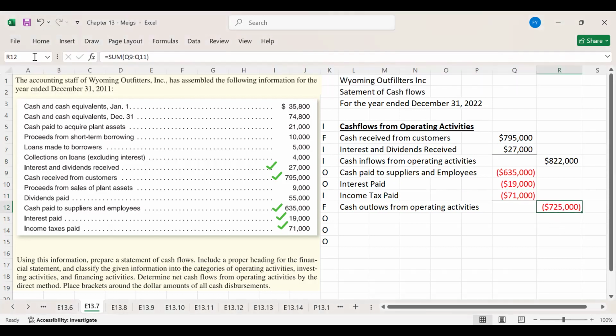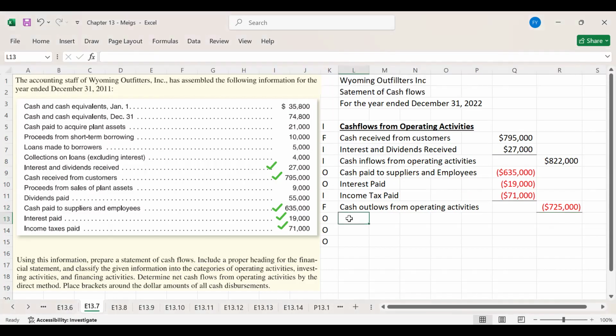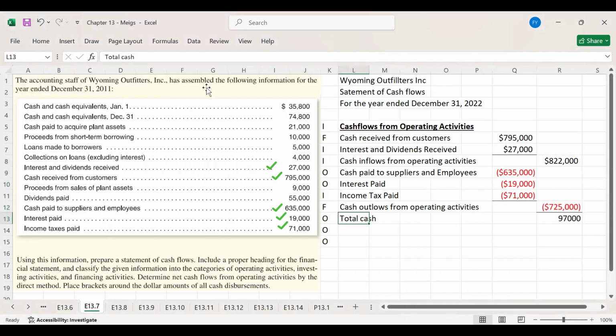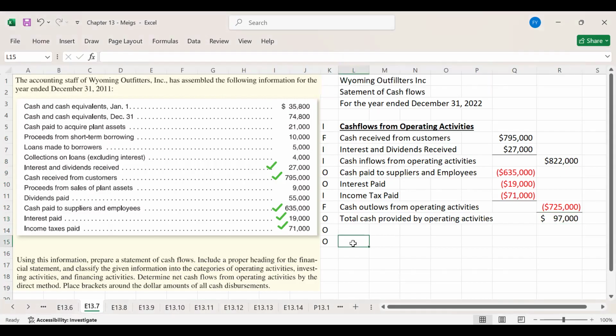This is the way of presentation, and we will calculate total cash inflows or outflows. So total cash used or provided by. You can see by adding these two, if this is positive, this means total cash provided by operating activities. Here it is in the dollar amount. So this is cash flows from operating activities.